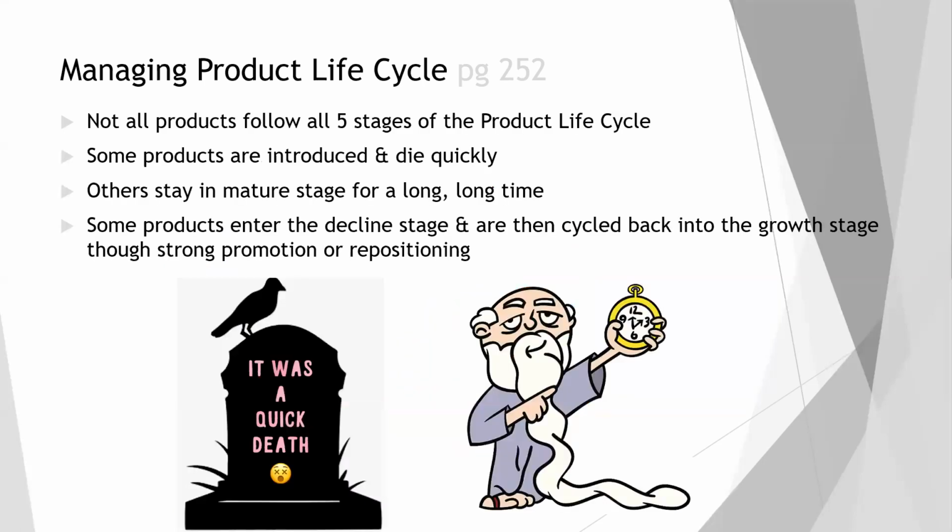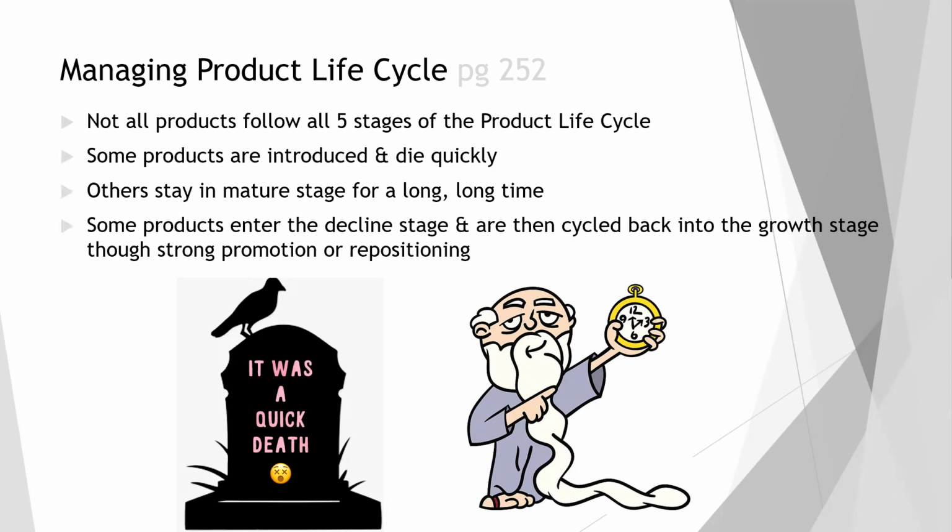And not all products follow all 5 stages of the product life cycle. Again, it's all very unique, just like snowflakes, just like people. Some products are introduced and then they die very quickly. They don't go through that full 5-stage process. Others are going to stay in the mature stage for a very, very, very long time.